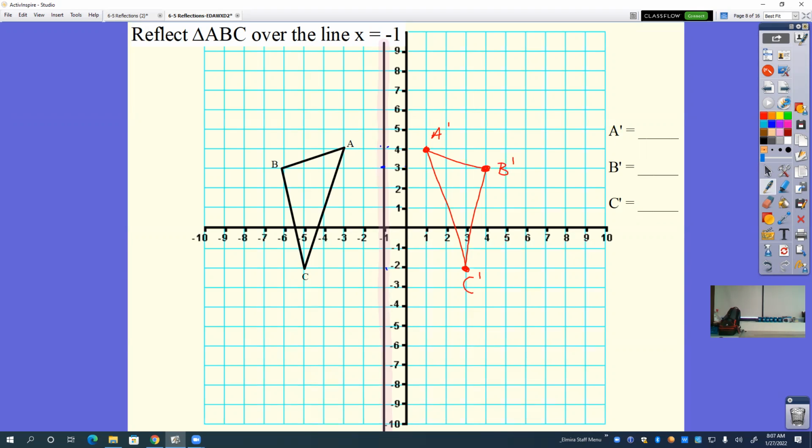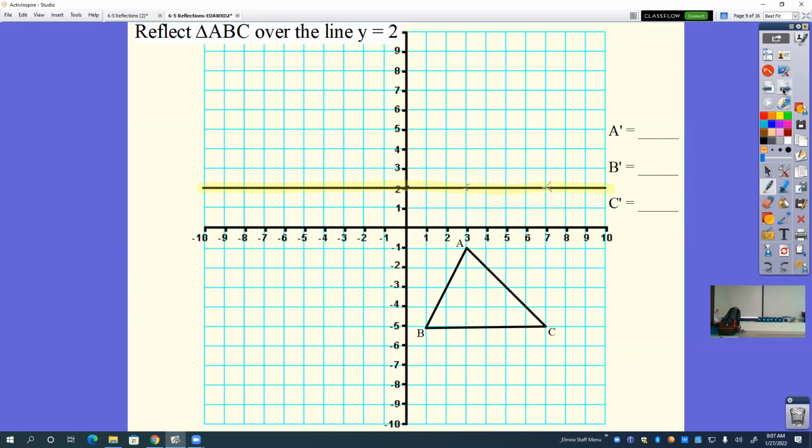And so your A prime coordinate would be +1, +4. B prime would be 4, +3. And C prime would be 3, -2. So there's not really anything new there. The same rules apply: count the distance to the line, and then count equal distance away from the reflection line.